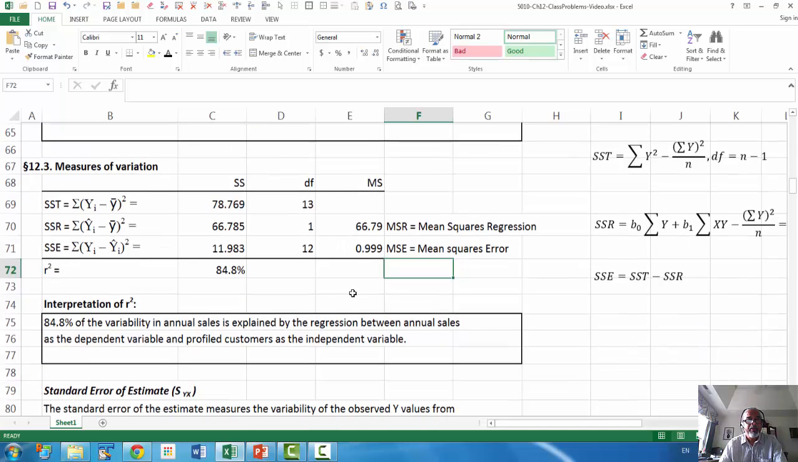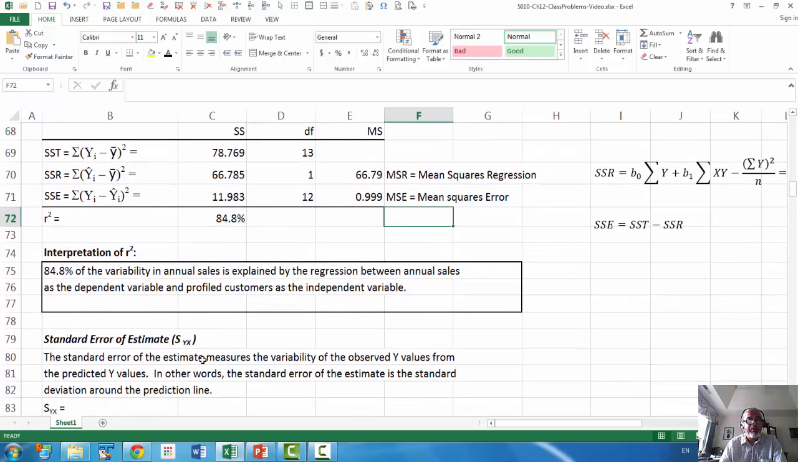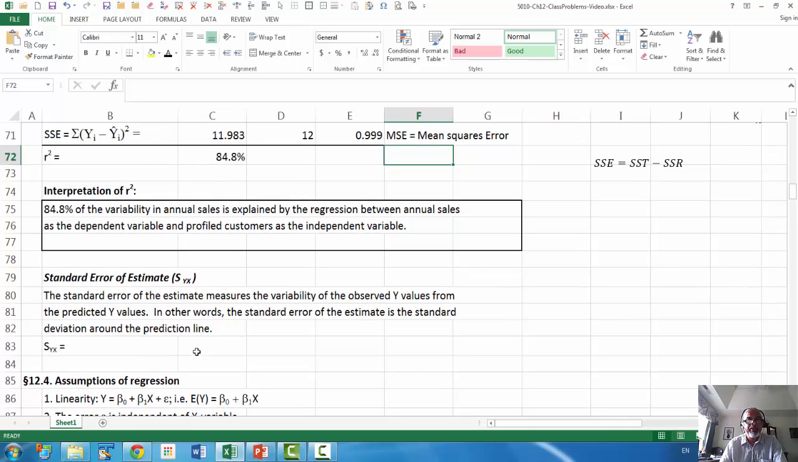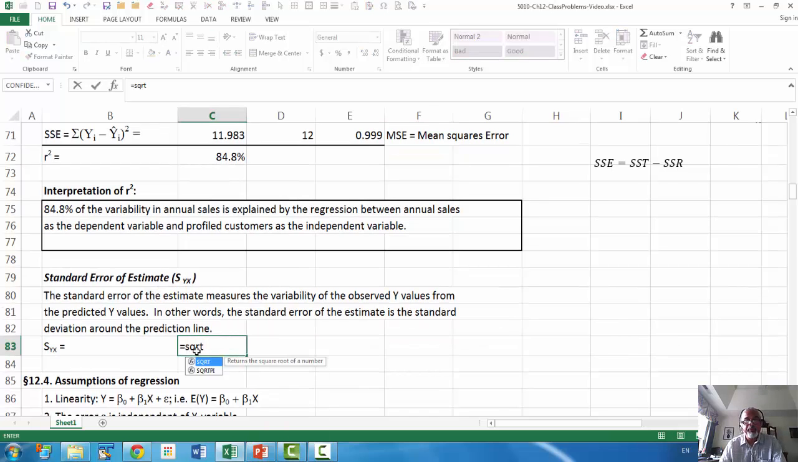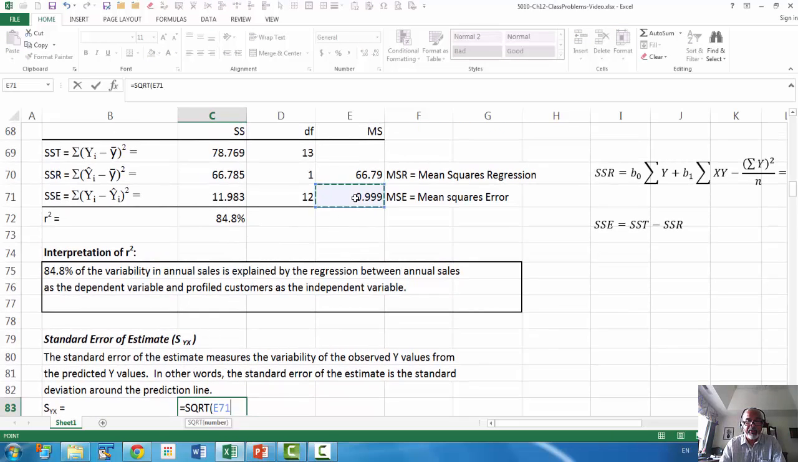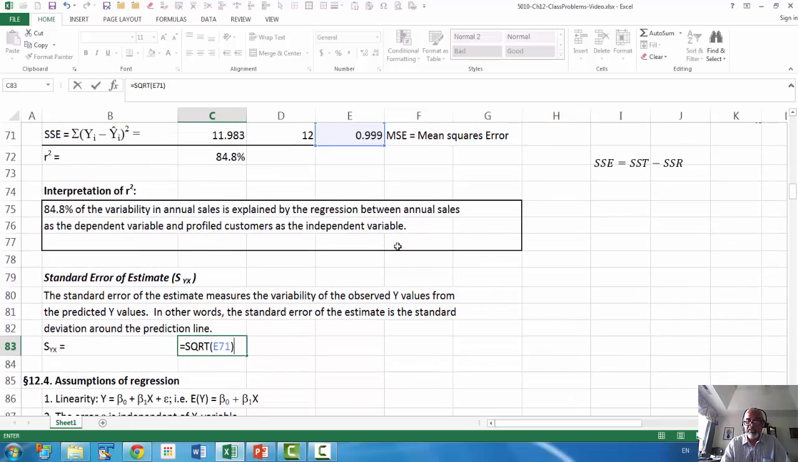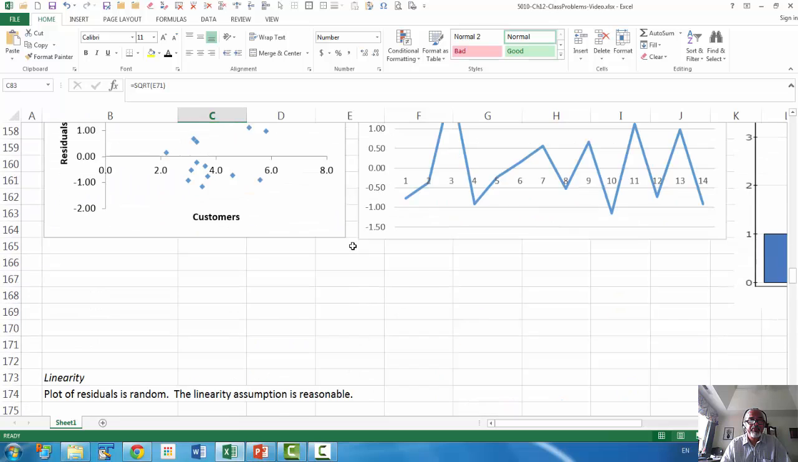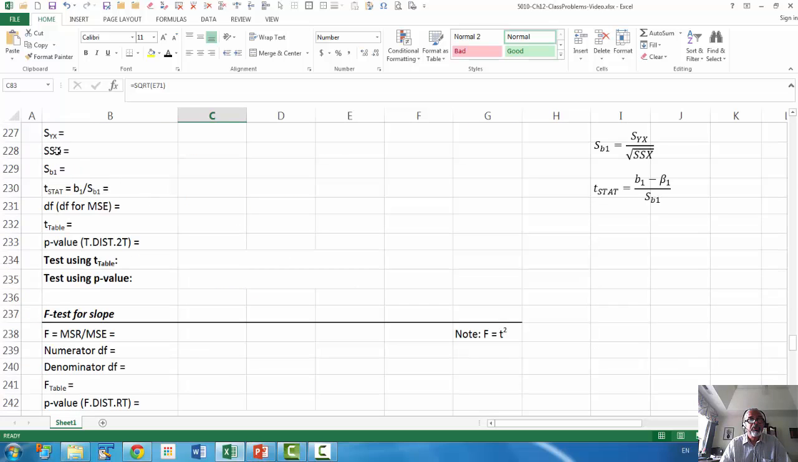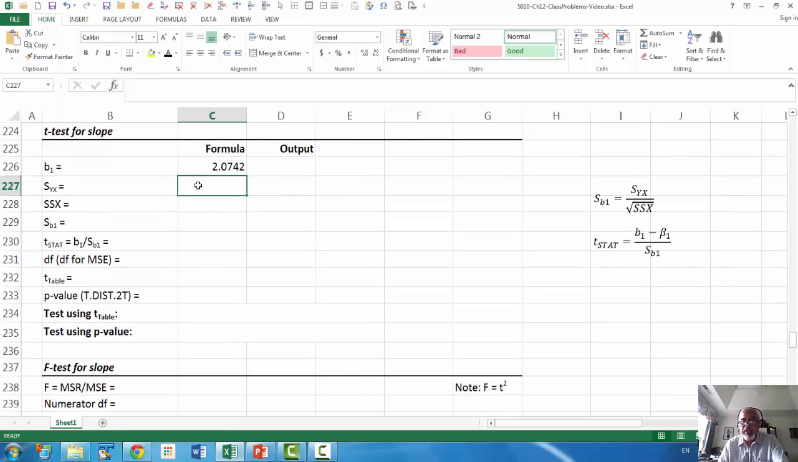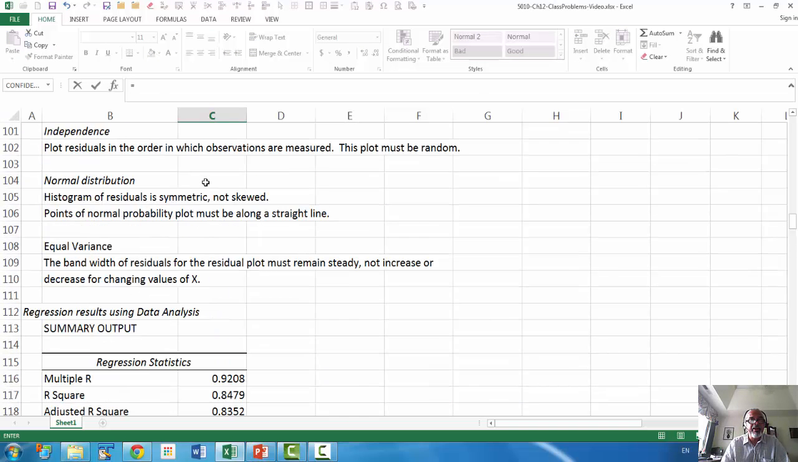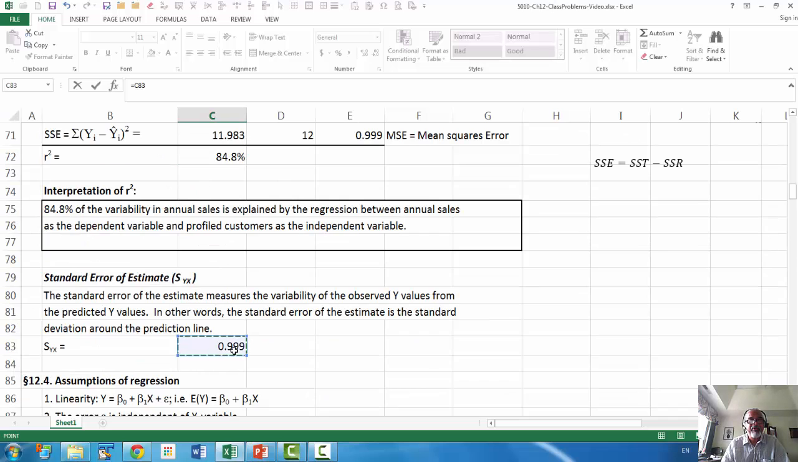Now the standard error of estimate, S sub yx, is the square root of MSE. That is the standard error of y given x. That's what we need here. So S sub y given x is the standard error of y given x.